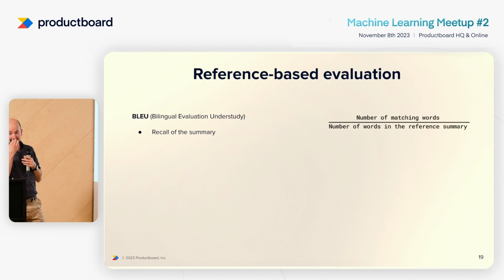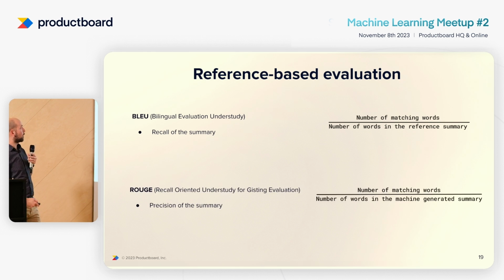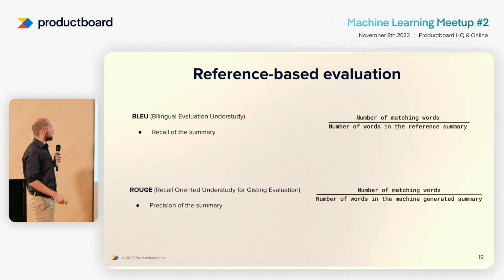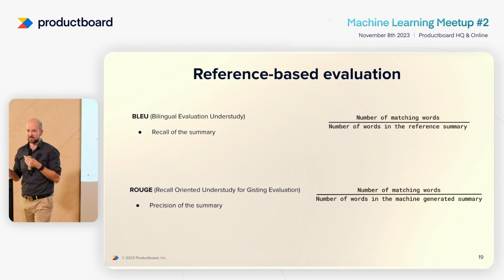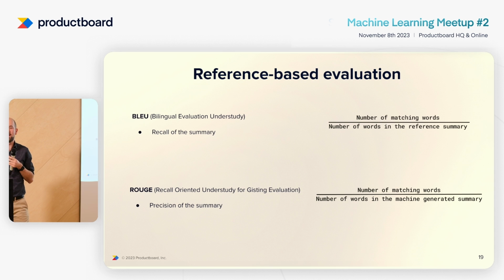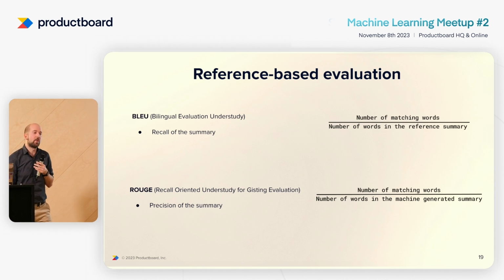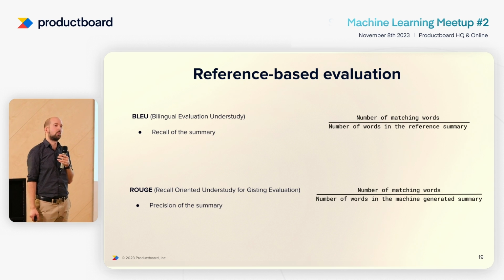I will just briefly name some examples of these methods. The first ones from the reference-based evaluation are methods called BLEU and ROUGE. These are quite simple methods. They have existed for like 20 or 30 years, I think. And here the idea is that you basically compare the number of matching words.